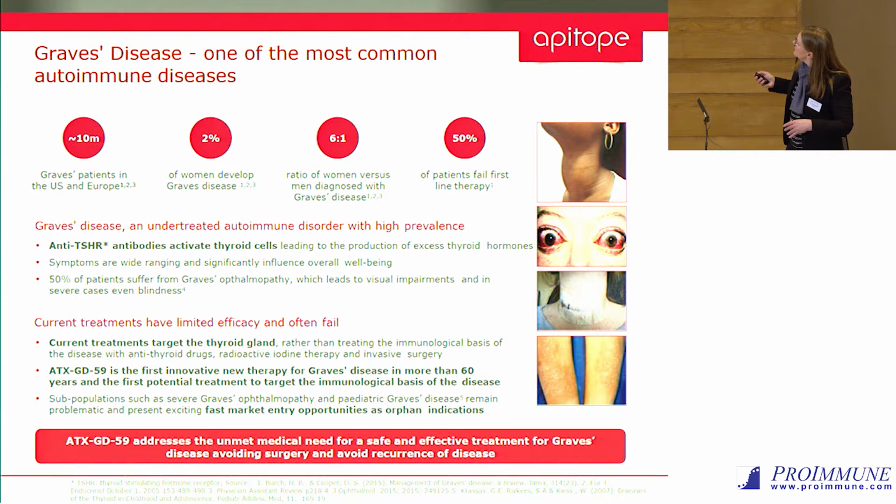It leads in 50% of the patients to an orbitopathy, and there is currently no effective treatment. You can go on an antithyroid drug and that will wean off, and they have severe side effects, or radioactive iodine or surgery. So what we have done is, in the same fashion as we did with the MS cocktail, our platform produced a cocktail of 2 peptides this time called ATXGD59. And we have now been into the first-in-man study for this compound as well.